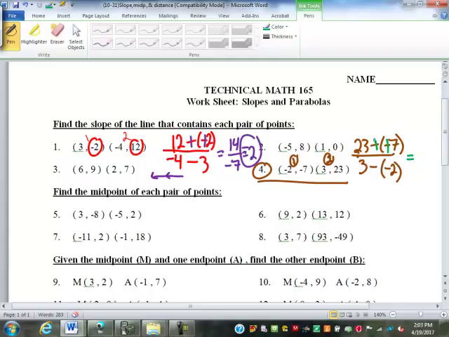Remember, minus a negative is plus a positive. 30. Perfect. 3 minus a negative 2? Minus a negative is plus a positive 2, so that is 5. So 30 divided by 5 is a 6 slope. So we had a slope of negative 2 and a slope of 6.